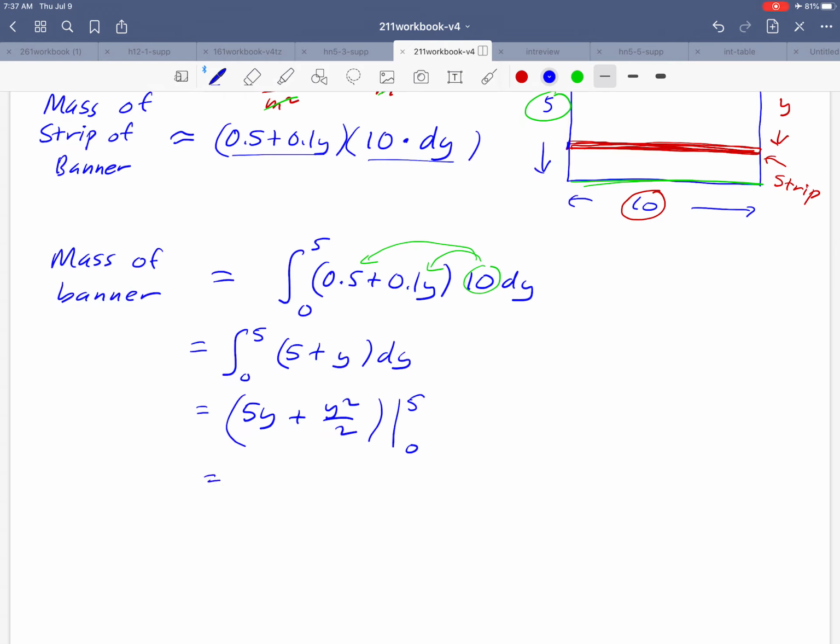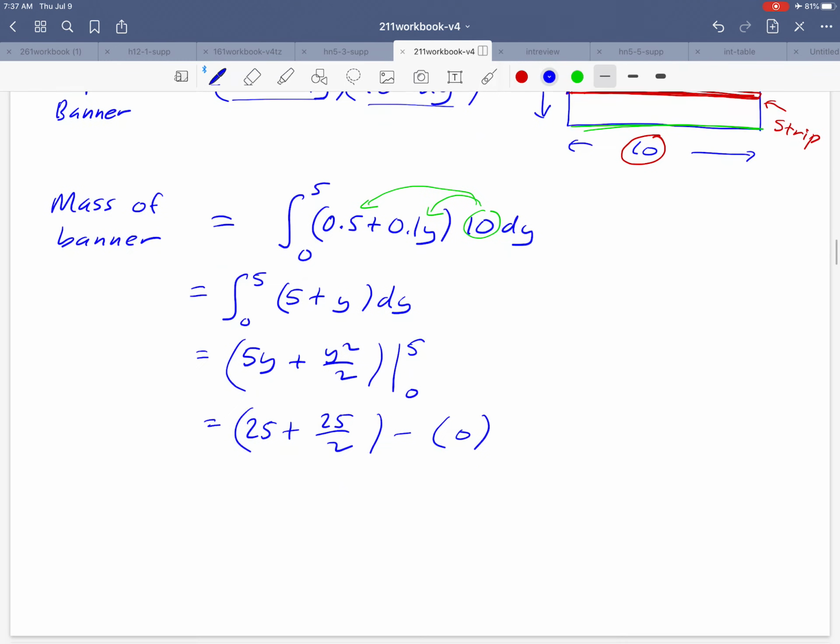So let's see. If we substitute 5 in for our y's, we're going to get 5 times 5 is 25 plus 5 squared is 25 over 2. And plug in 0 for the lower limits. We're going to get 0 in both cases. So our answer appears to be 25 plus 25 over 2. If you get a decimal for that, that's going to work out to be 37.5.